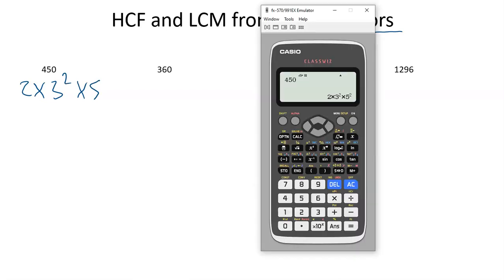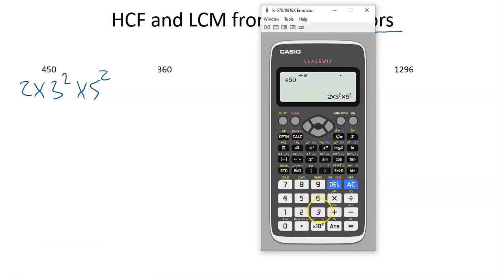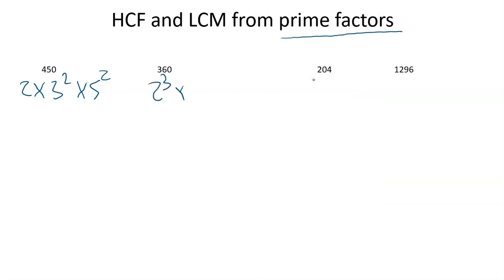Was that right, or did I misread it? 3 squared times 5 squared. And 360, we'll do exactly the same thing. 360, shift fact, 2 cubed, 3 squared, and 5.